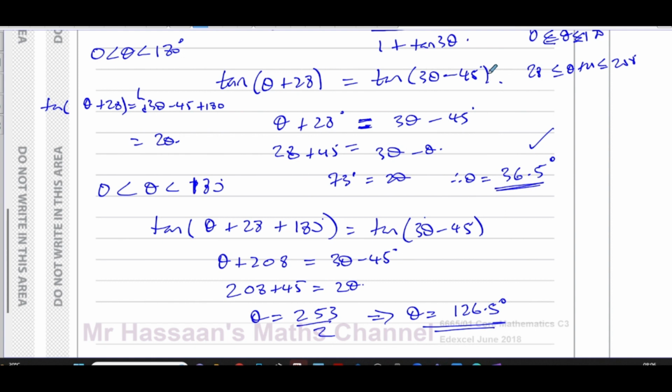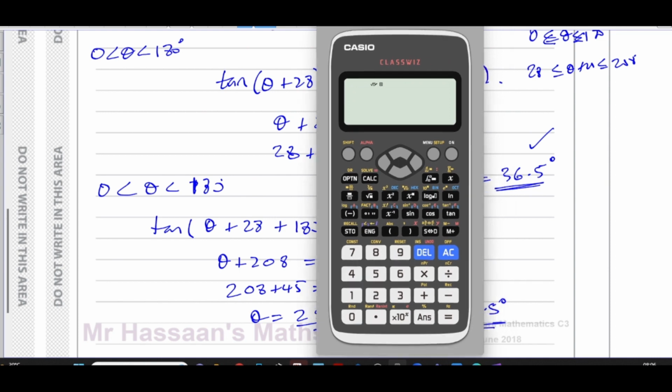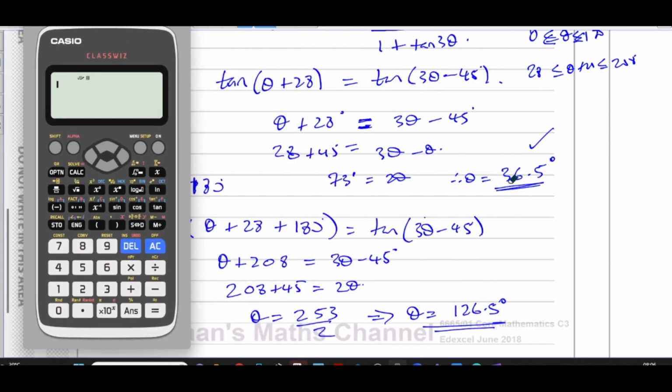If we add 180 to this angle, that takes us out of the range. So we're only going to stick to this side over here. We don't need to go that far. So those are the two angles in our range. And we can always check to see if those angles are correct by substituting them back into this equation. For example, you could check that these are both solutions.